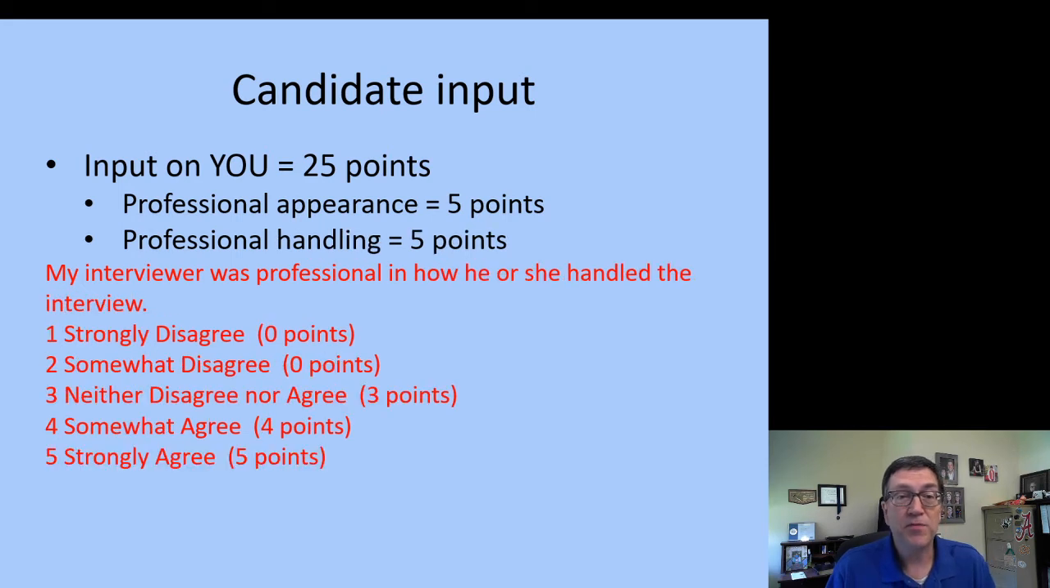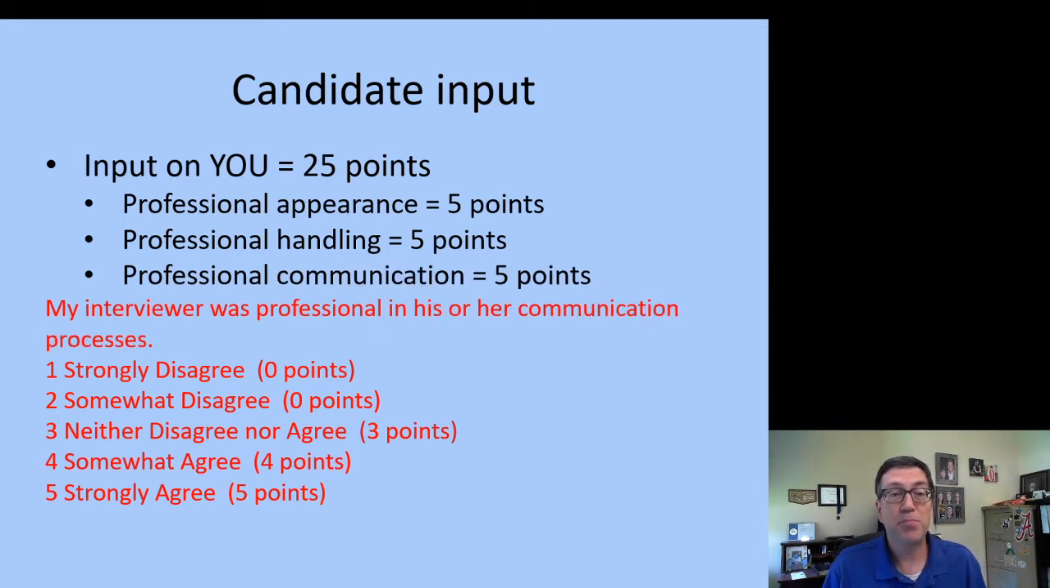Second piece for 5 points is my interviewer was professional in how he or she handled the interview. So if you're in control, but you're kind and you're gracious and gentle, again, no points if they disagree to any degree at all. 3 if they're neutral, but 4 or 5 if they somewhat or strongly agree. Can you control this? Yeah, you can get 5 points on every interview just by being very professional in the way that you handle it.